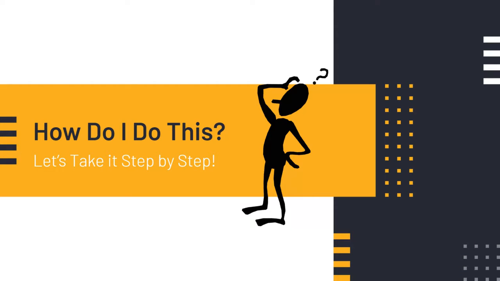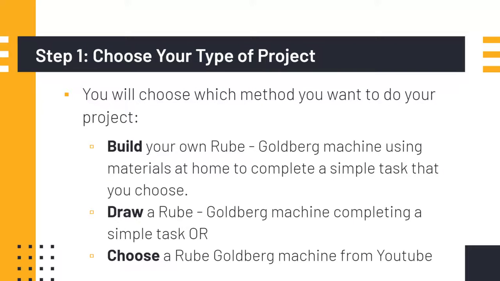So how do I do this? Let's take it step by step. So step 1, choose your type of project. So you will choose which method you want to do your project. You will either build, draw, or choose a video from YouTube. Okay, and then in the Google form that you're filling out today, you are going to indicate to me which choice that you would like to make. So think about it for a little bit.